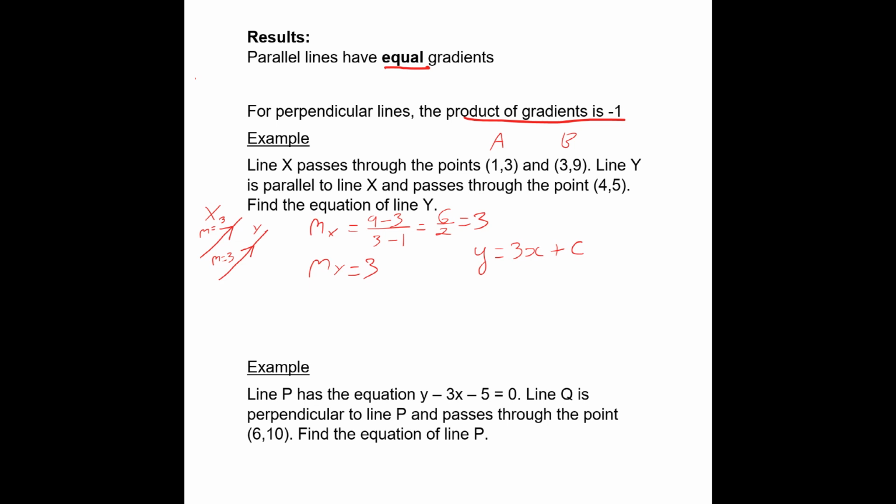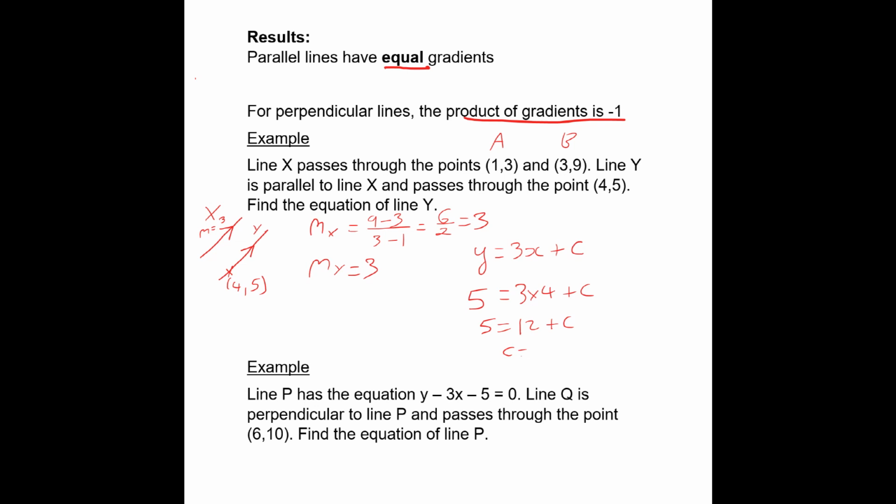The only thing I really know about Y, other than the gradient, is that it passes through the point 4, 5. So that could be there, for example, 4, 5. What that means is when y is 5, x is equal to 4. So I can say 5 equals 3 times 4 plus c. So 5 equals 12 plus c.